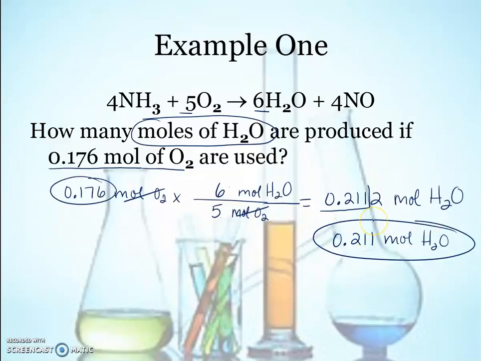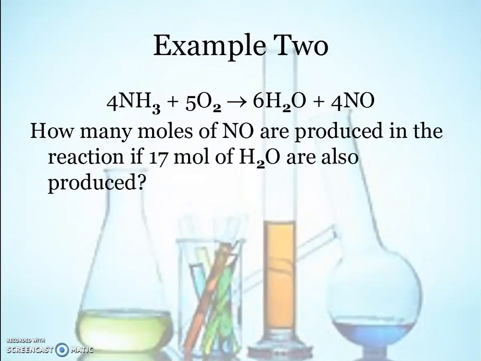You're like, oh my gosh, this is so easy. You're right, it is. Let's do another one. Okay, example 2, same balanced chemical equation. How many moles of nitrogen monoxide are produced in this reaction if 17 moles of water are also produced? So look, we're going from product to product, and that's something we can do because we're comparing them using moles.